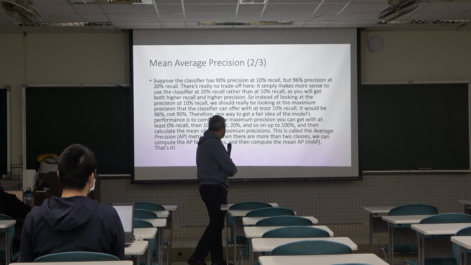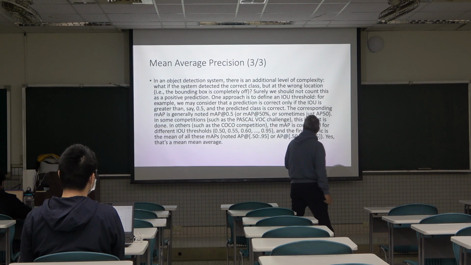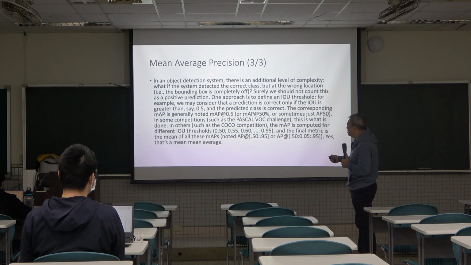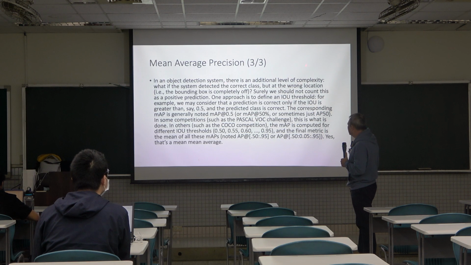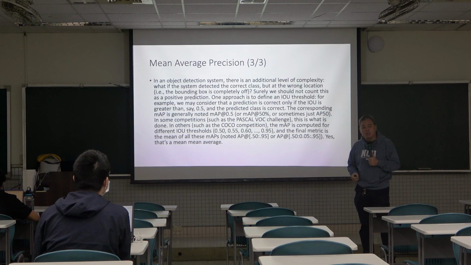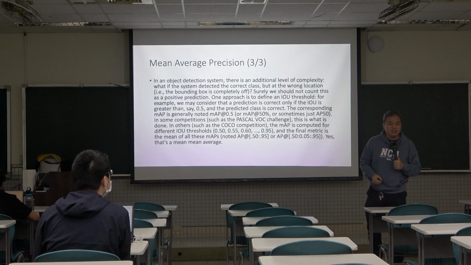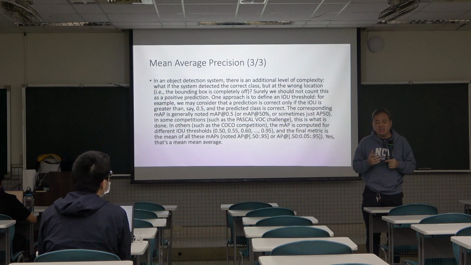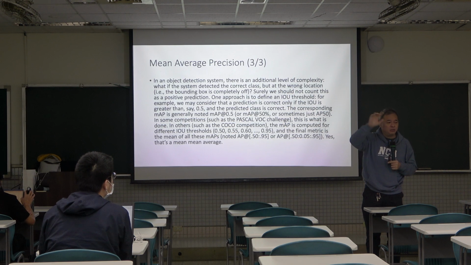But actually, the thing is even more complicated than that. In an object detection system, there's one additional consideration. What if the system detected the correct class, but at the wrong location? Do you consider that as correct object detection? Probably not, right? So how do we consider whether the location of the detection is correct or not?